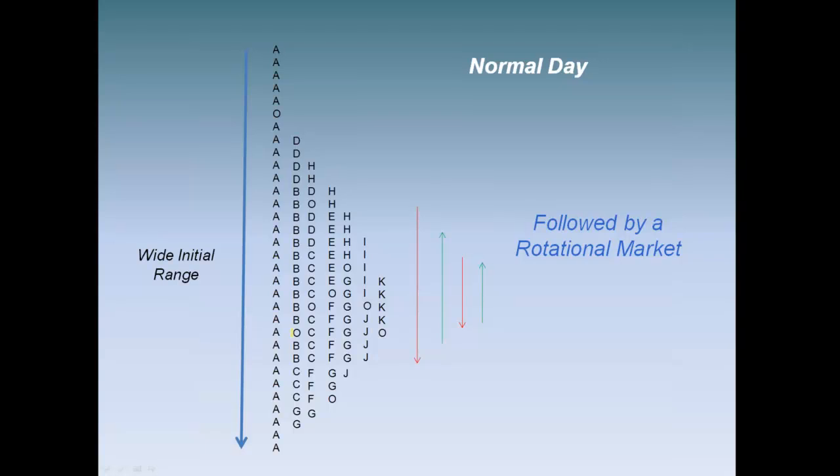So once we get this wide initial balance, we find that a high or a low will have been put in for the day, and then the market begins to rotate within this wide initial balance. We don't continue on. If we did, it would be an actual directional day. It would not be a normal day. So in a normal day, we get a wide initial balance that is simply followed by a rotational market. Those are the characteristics of a normal day.